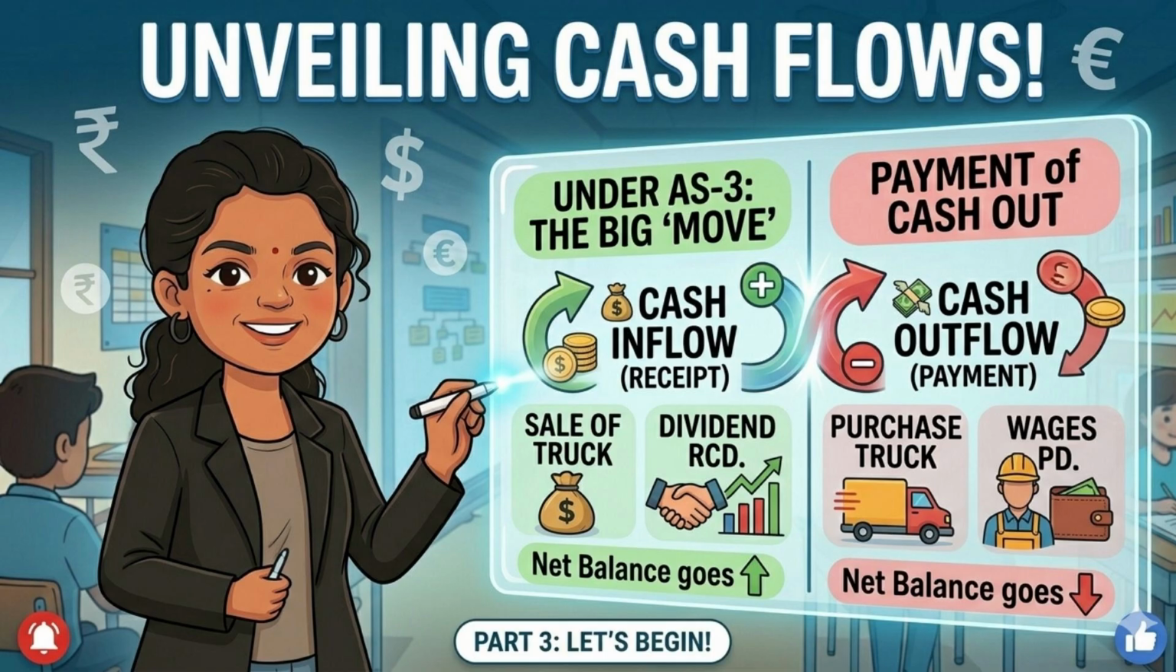If you have been following along with our series, give yourself a quick pat on the back because you have officially made it to part 3 of our complete cash flow statement breakdown. In our first 2 videos, we nailed down the theories, the legal rules under AS3, and exactly what counts as cash and cash equivalents. If you missed those parts, don't worry. The links are right down in the comment box below. Go check them out first. Because today, we are finally moving past the definitions and getting into the real action. We are going to see how cash actually moves through a business.